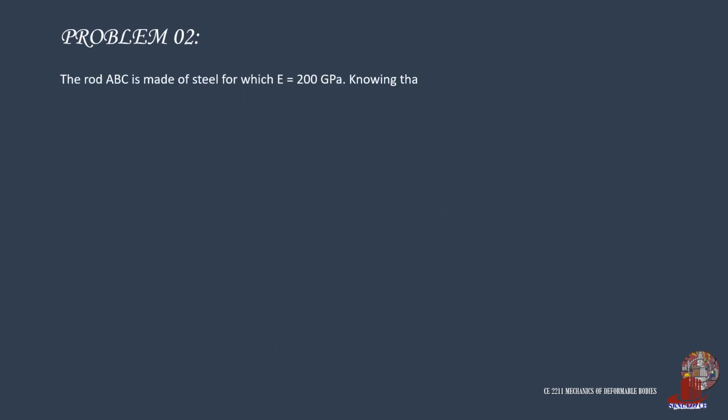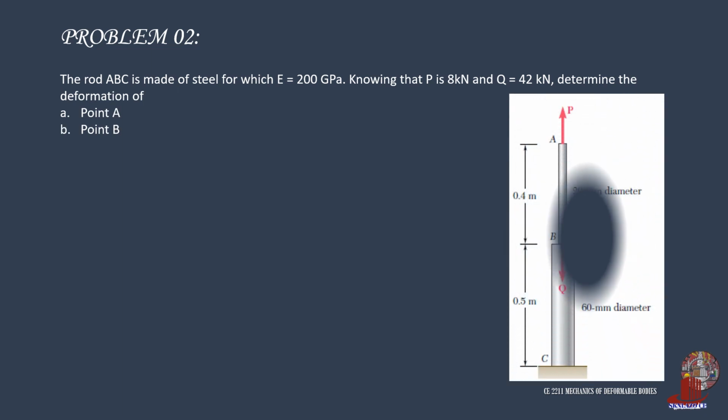The second problem consists of a rod ABC made of steel where steel's modulus of elasticity is 200 gigapascal. The two diameters of the rod each contain different forces: tensile force P of 8 kilonewtons and compressive force Q of 42 kN. We are to look for the deformation of the rod at points A and B.